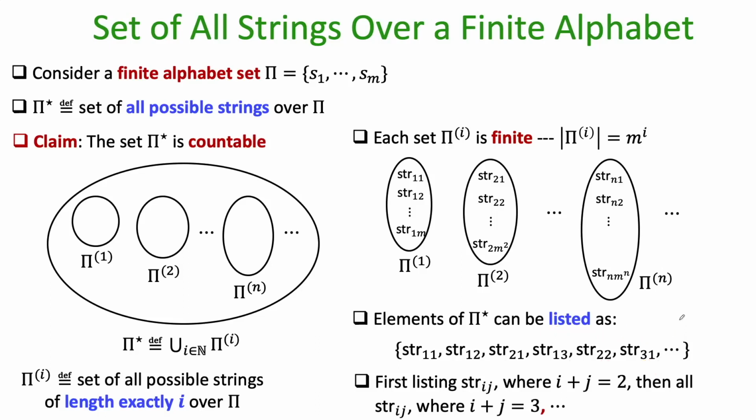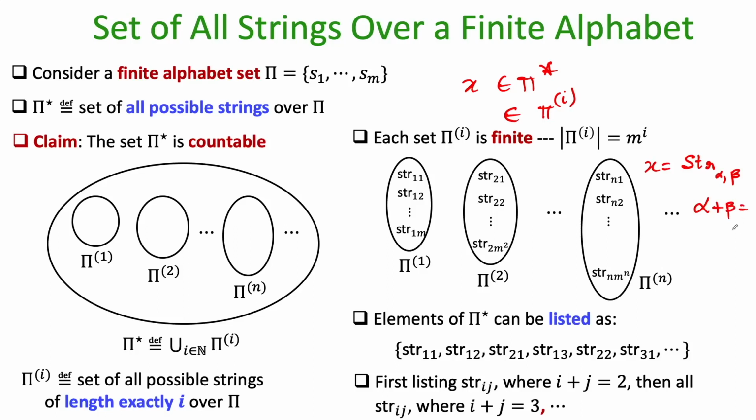So if I follow this ordering, this is a well-defined ordering. Why is it a well-defined ordering? Because you take any string x belonging to pi star, it will belong to some pi power I. That means it will be appearing somewhere in the listing of the elements of pi power I, and it will have a form, say, str alpha comma beta. So x will be of the form str alpha comma beta, and alpha plus beta will be some integer, right?